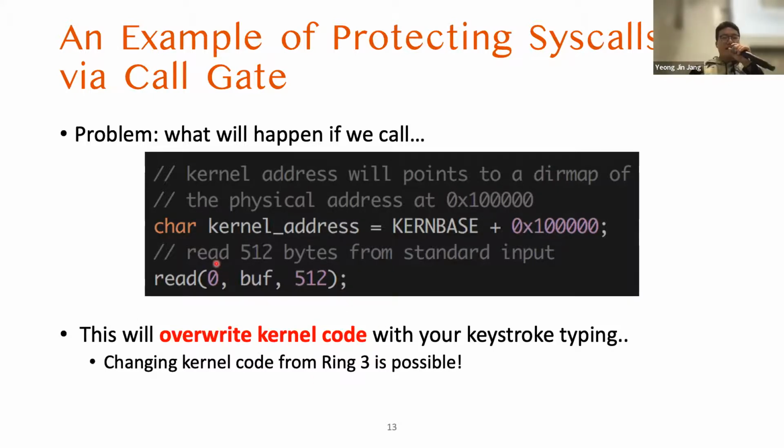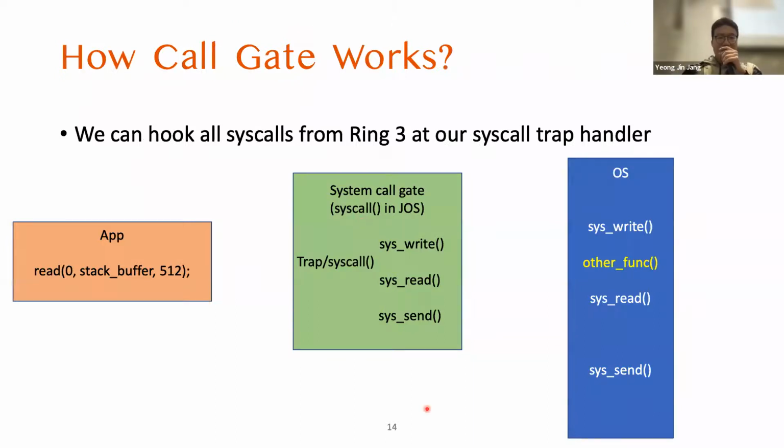But the problem is that this read function call happens in ring 3, but when it gets into the system call, it runs internally at ring 0. So accessing this kind of kernel address is totally available. Let me show you this description more correctly.